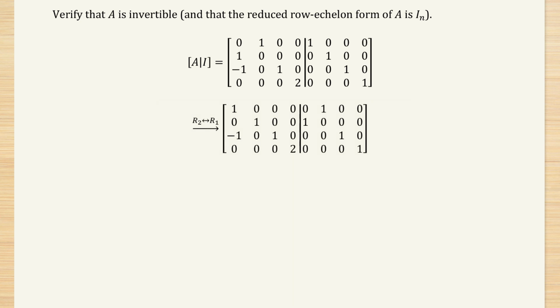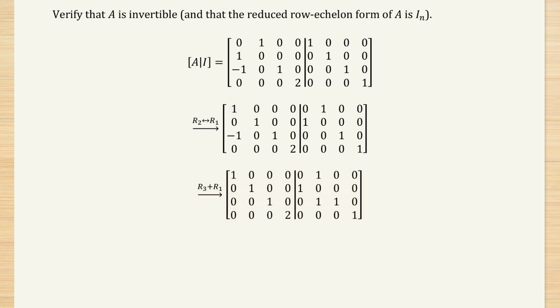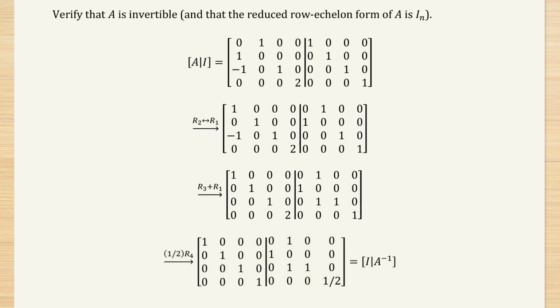We can interchange rows 1 and 2. Get rid of that -1 by adding to 1. Row 3 plus row 1. The 2 can be turned into a leading 1. Multiply row 4 by half.